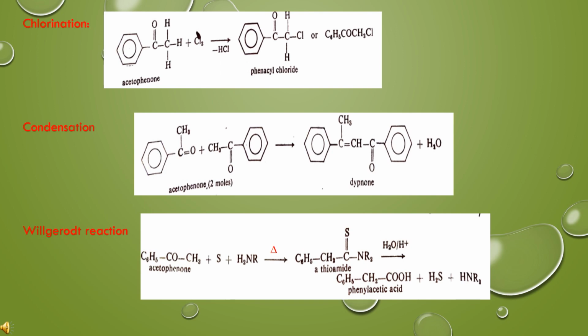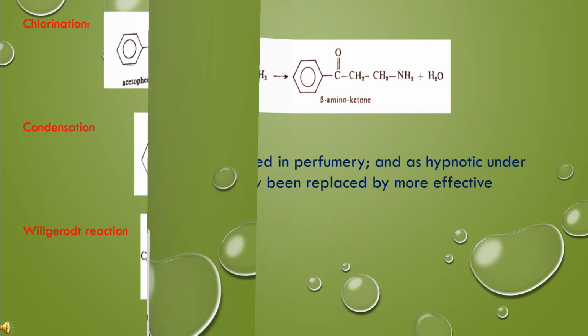Next naming reaction is the Willgerodt reaction. We take an equimolar mixture of acetophenone and sulfur and a primary amine, and it is heated. We get a thioamide. This thioamide is further hydrolyzed to produce phenyl acetic acid. The total overall reaction is called the Willgerodt reaction.